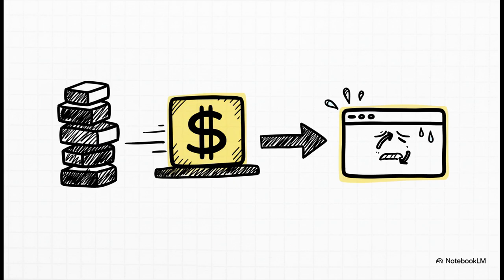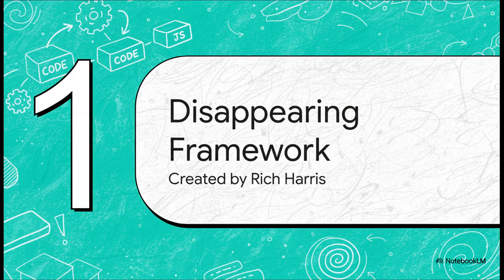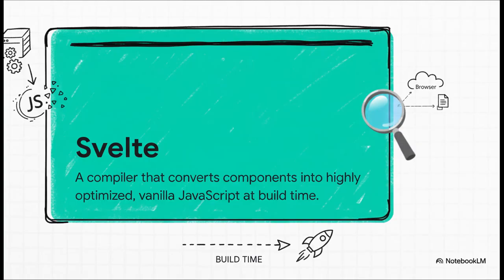This is what people call the framework tax, and it can be a real drag on your site's loading time and performance. And it's this exact problem that got Rich Harris thinking. Back in 2016, he was a graphics editor at The Guardian, and he needed to build these amazing interactive experiences without that performance hit. And his solution? Well, it was Svelte.